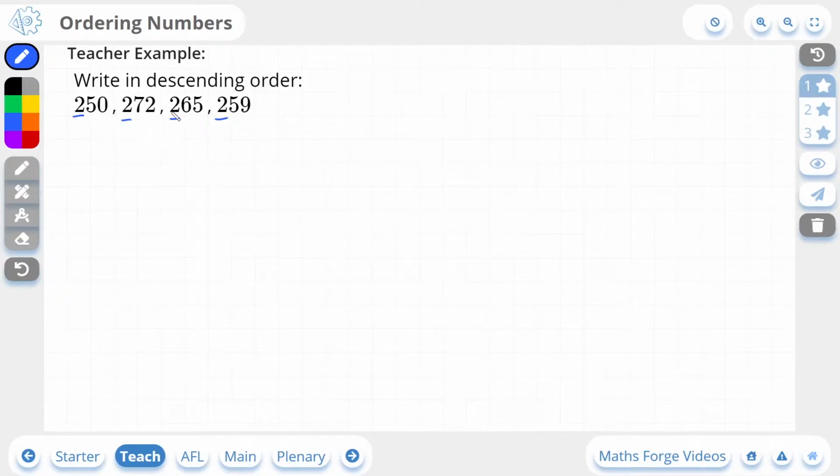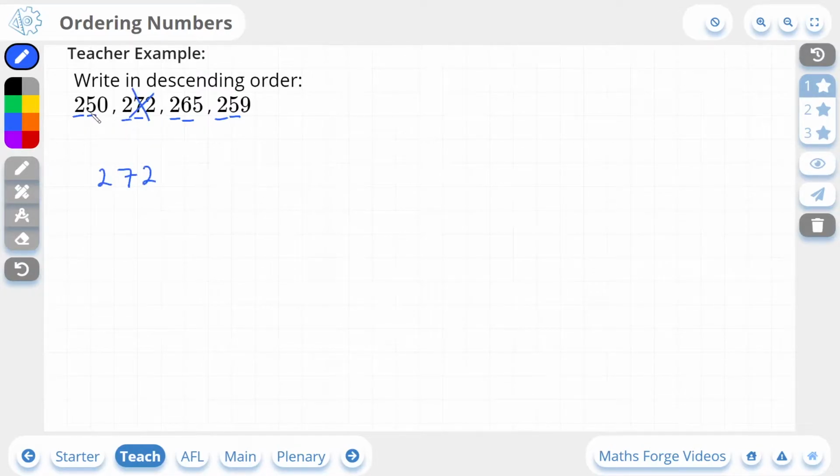If you cannot tell by looking at the hundreds column which number is the largest, go to the tens column. So it's 5, 7, 6, and 5. And we can see here that the largest value here is this 272. It has a 7 in the tens column, which is larger than any of the other values. So I'm going to go ahead and write that down first, 272. And I'll cross the number out just so I can know that I've used it.